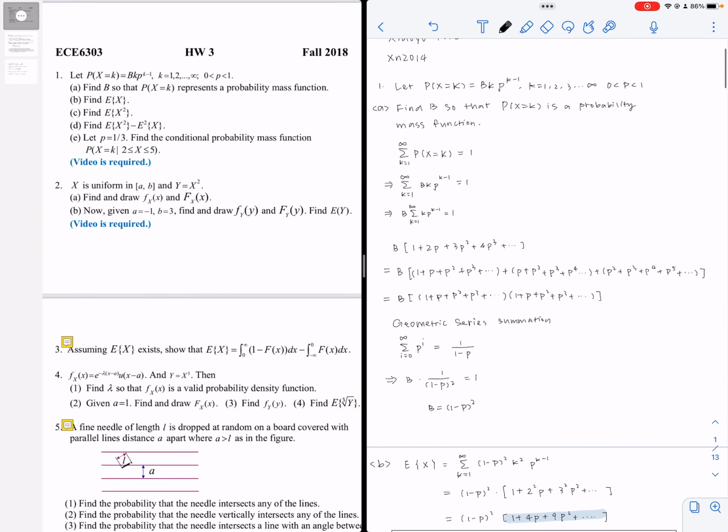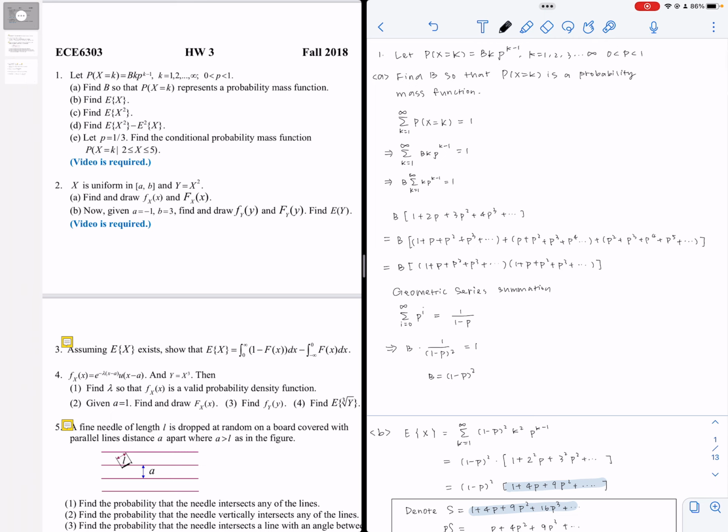In the first problem, we're given a probability p when x equals k, and then we have b times p to the power of k minus 1. K is integers, so we know the variable x is a discrete variable, and then p is from 0 to 1. First question, we're asked to find b so that p represents a probability mass function.